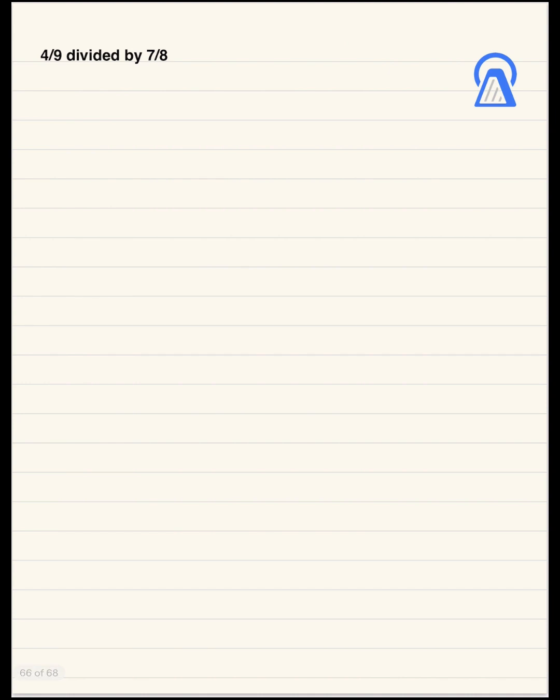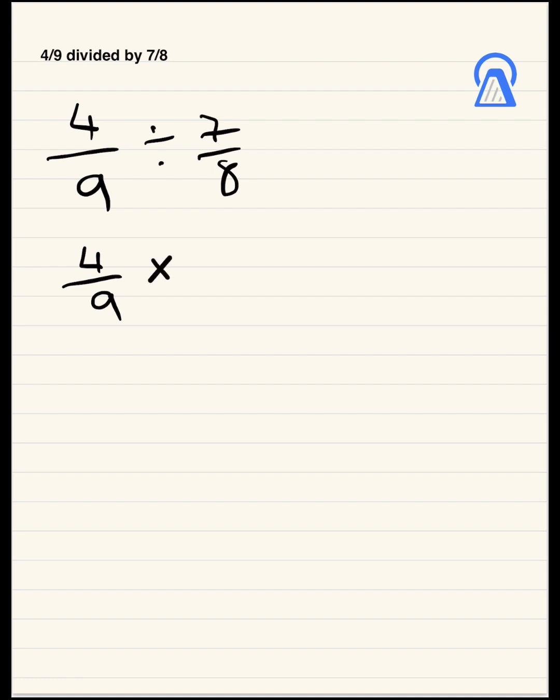With dividing, there's just an extra step to be made. So we're going to take 4 over 9, and where we would have that divided by 7 over 8, what we're going to do is keep the first fraction as it is. We're going to change the sign into a multiplication, and we're going to flip the second fraction over. Some people call this keep, change, flip, or the letters also represent KFC, which is easy to remember. But just remember: keep the first fraction, flip the second fraction, change the sign.